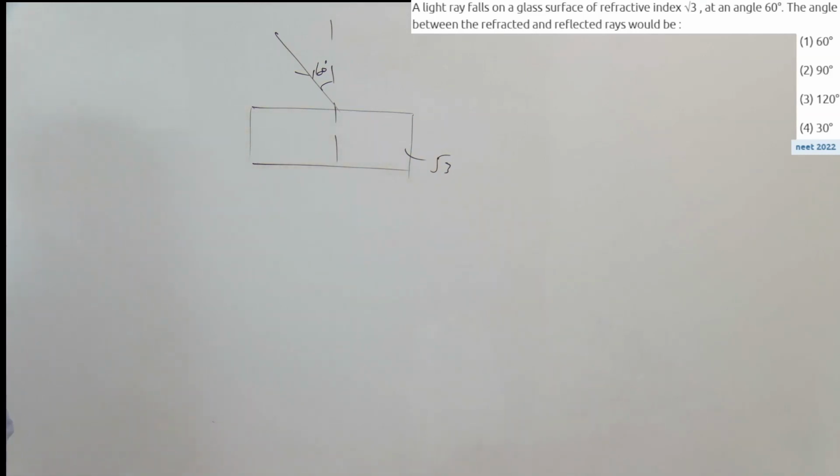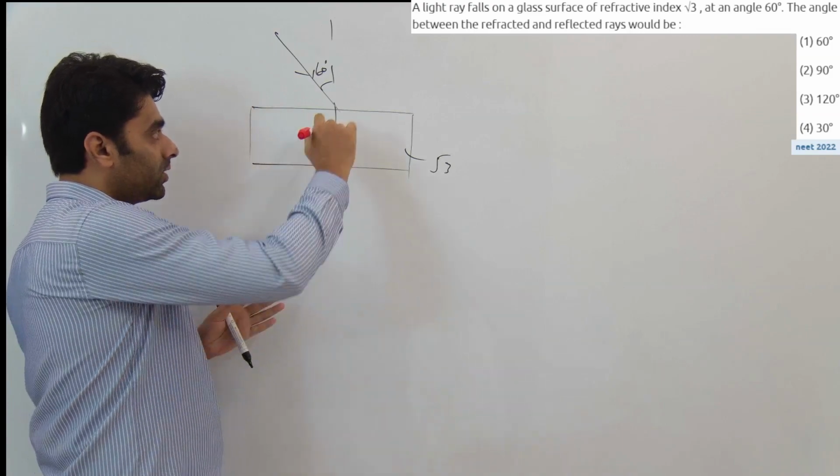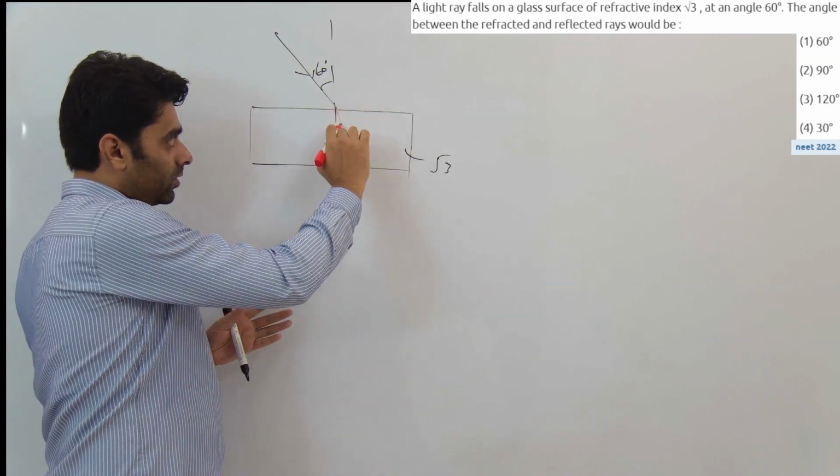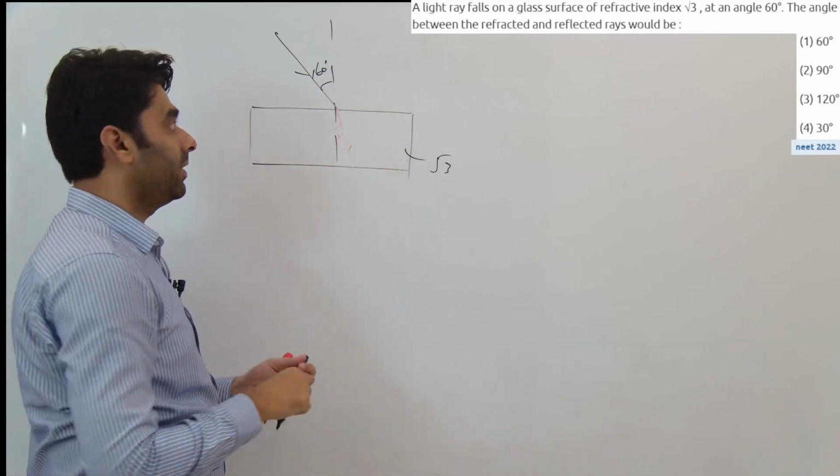Fine. What will happen over here? If you notice, light is going from rarer to denser medium, that means it will bend towards the normal. It will bend towards the normal, and this is our angle of refraction. Okay. Also, some part of light will get reflected.